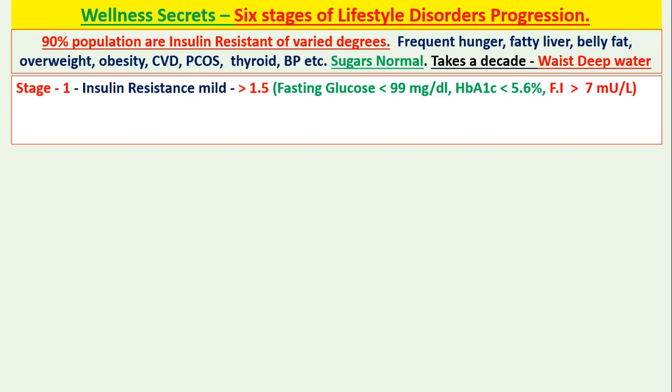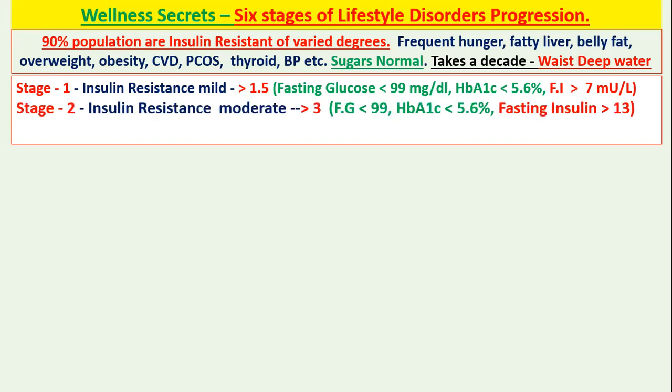Why do I say the sugar will be below 99? Look at stage 1, mild insulin resistance, above 1.5. Fasting glucose is below 99. HbA1c is below 5.6%. Fasting insulin is above 7. Unfortunately, we don't check fasting insulin. Even if you check, the range mentioned in the lab is 3 to 25. When you say above 7, you feel it is not an issue, but it is an issue.